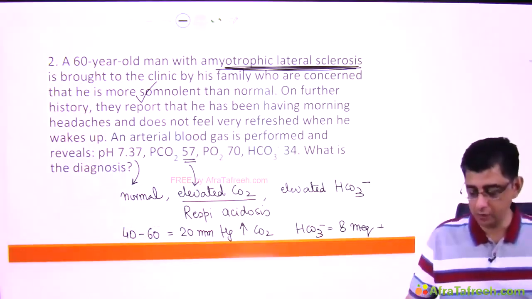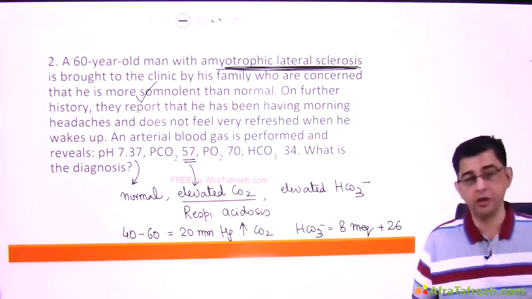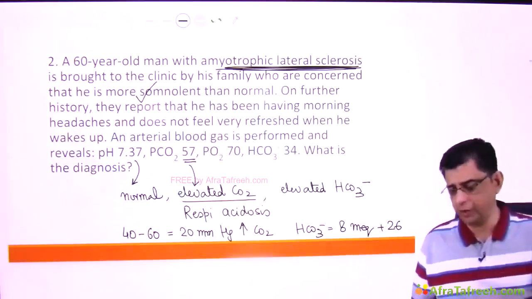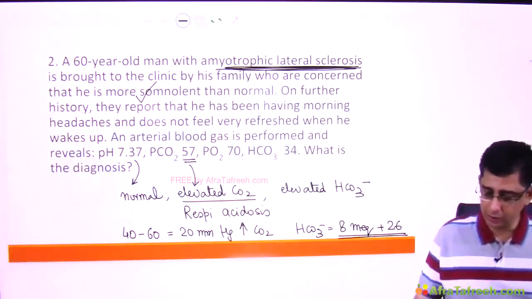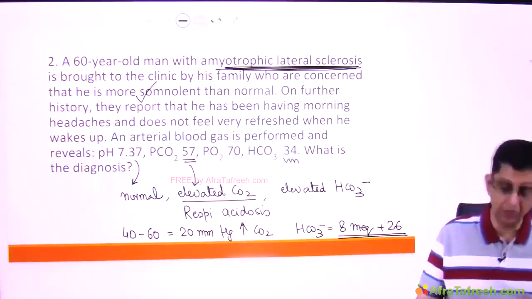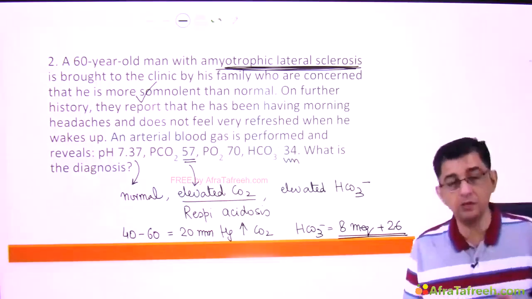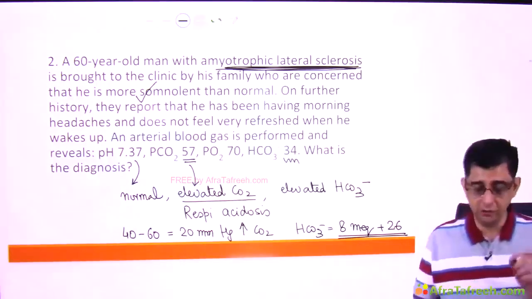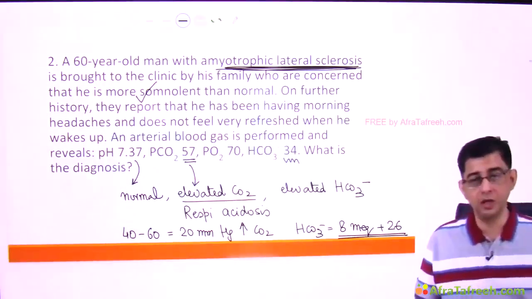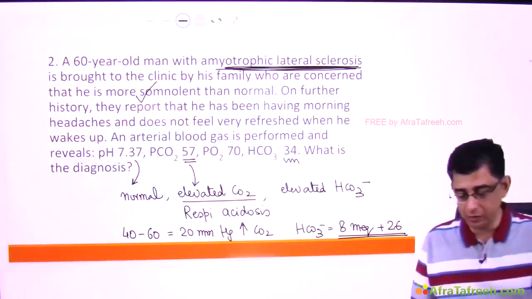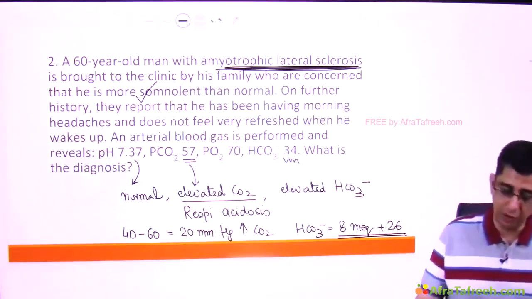If you take an average value of bicarbonate 20 to 26, let me say 26 upper limit. If I add to that, this will become something like 34, and in this guy the value of bicarbonate is 34. That means the compensation process is working. First and foremost, you have to realize in this question that this is respiratory acidosis. In this particular patient of respiratory acidosis, bicarbonate value is definitely more than normal.